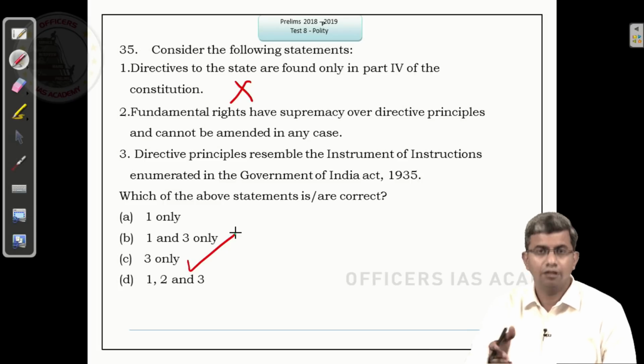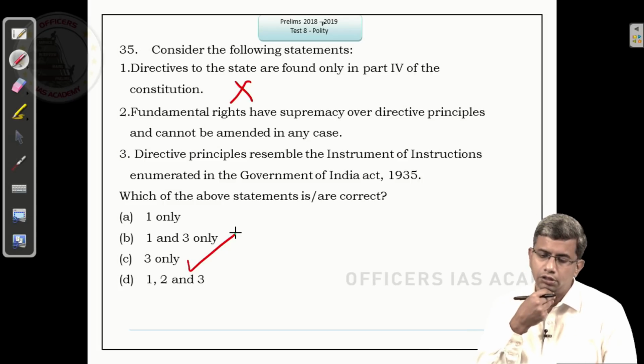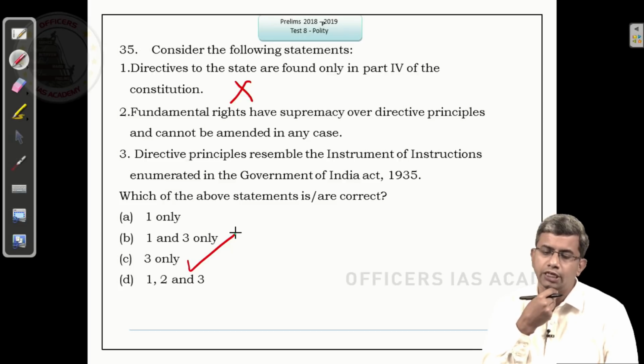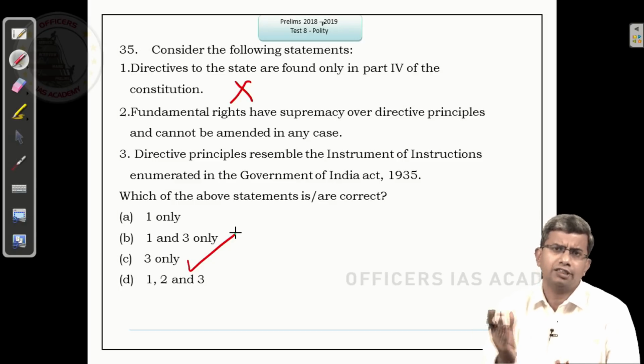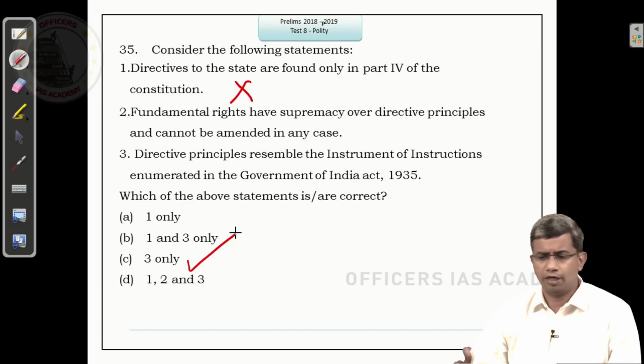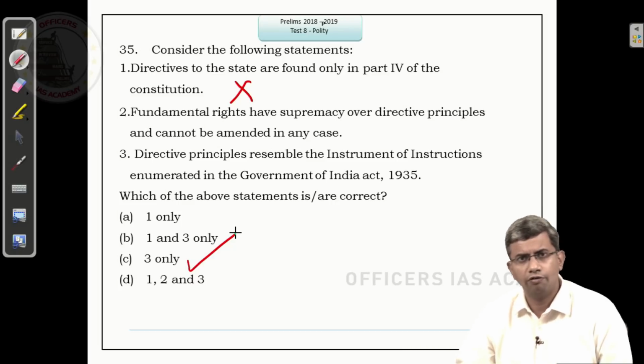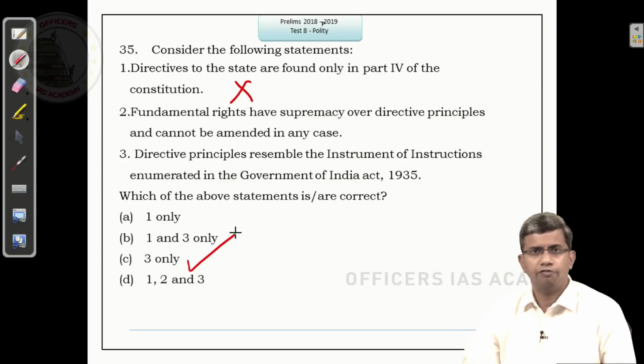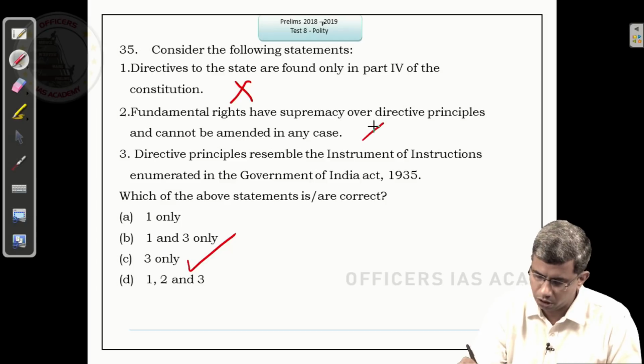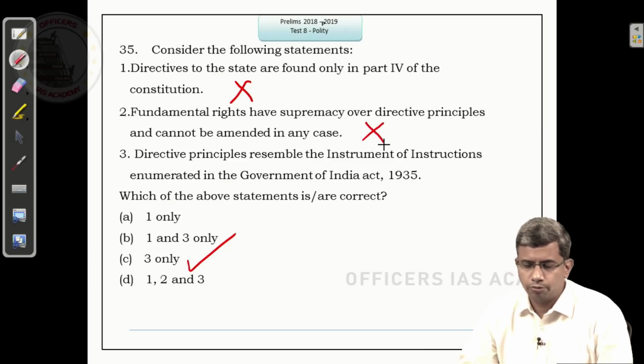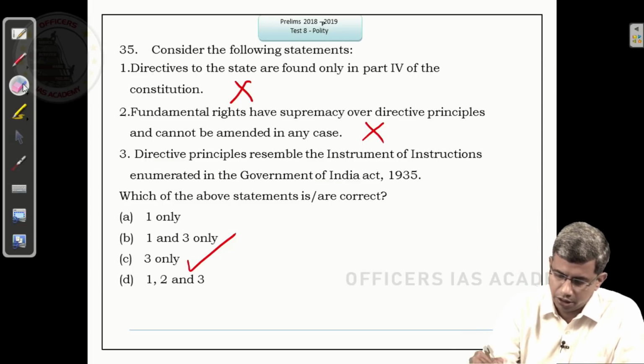And just to be sure, fundamental rights have supremacy over directive principles and cannot be amended in any case. No. To give effect to Article 39B and 39C, I know only the basic structure cannot be amended. The fundamental rights have been amended, and to give effect to 39B and 39C, even if it takes away your fundamental rights, it's not a problem. So the second statement is also wrong. Directive principles resemble the instrument of instructions enumerated in the Government of India Act 1935. Yes, it does. So the correct answer is C, 3 only.